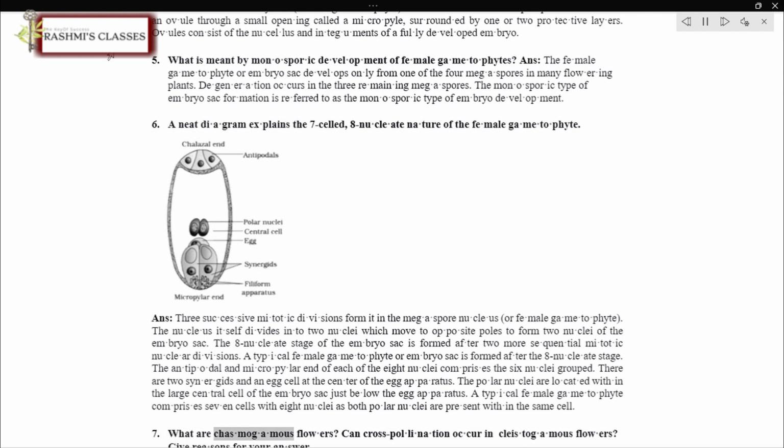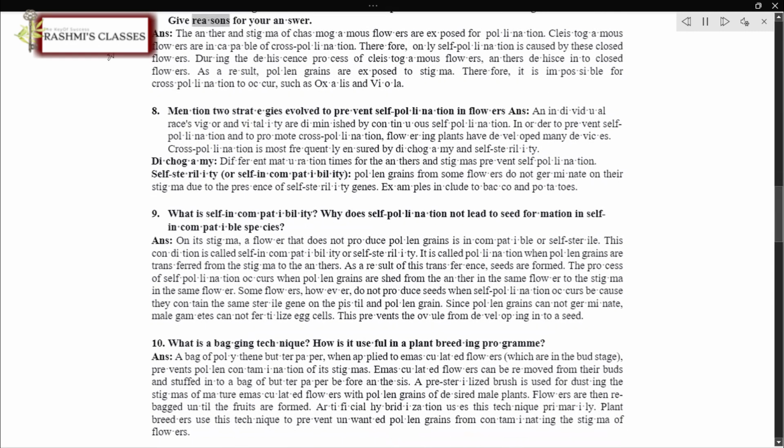What are chasmogamous flowers? Can cross-pollination occur in cleistogamous flowers? Give reasons for your answer. ANS. The anther and stigma of chasmogamous flowers are exposed for pollination. Cleistogamous flowers are incapable of cross-pollination. Therefore, only self-pollination occurs in these closed flowers.